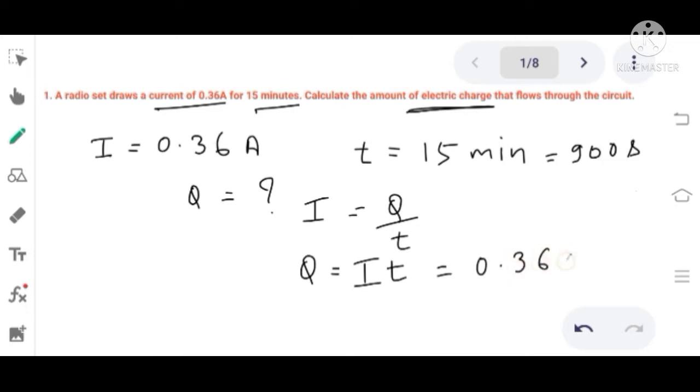Now step 3 is substitution. Let's substitute 0.36 for I and 900 for T. Step 4, calculation. So 0.36 multiplied by 900 gives you 324 coulombs.